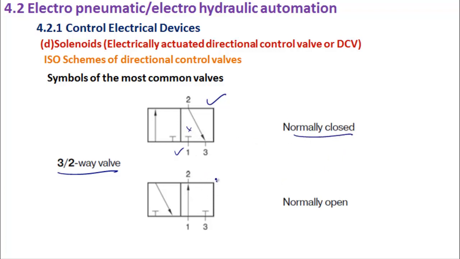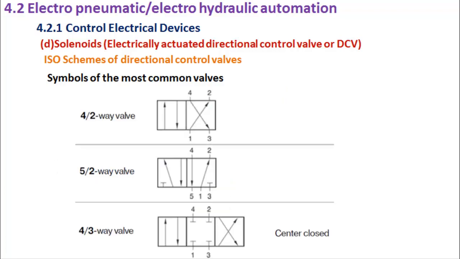Whereas here in the normal position, we are having the pressure passing from 1 to 2. So this is normally open. So this will be a 3/2 normally open DCV, whereas this will be a 3/2 normally closed DCV. Okay. So these are some of the common valves. Similarly, here we are having a 4/2 way valve. You can see why it is 4, because there are 4 ports and 2 positions. Similarly, here we are having a 5/2 DCV. Why? Because we are having here 5 ports and 2 positions.